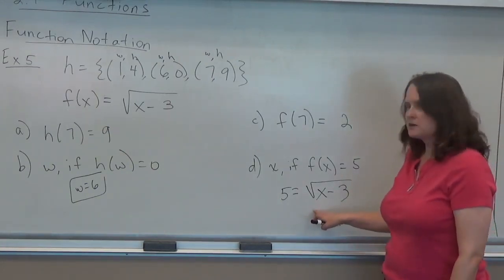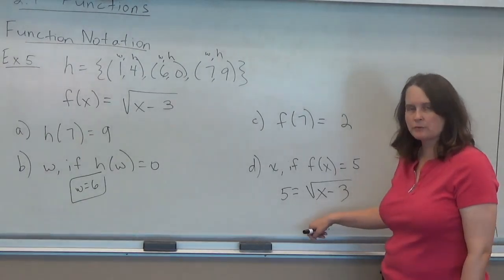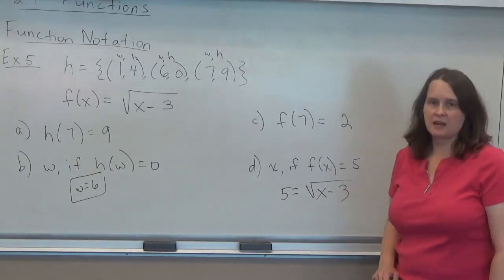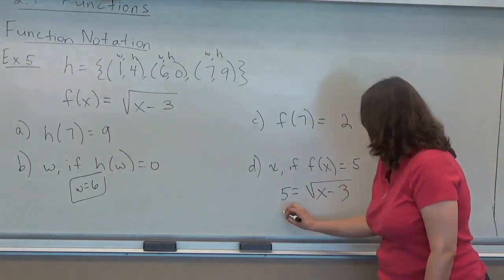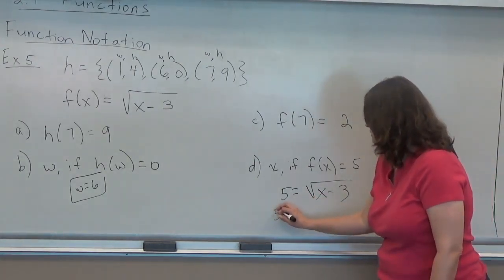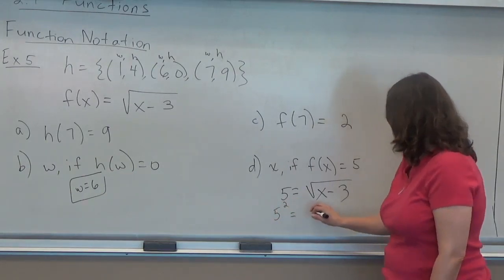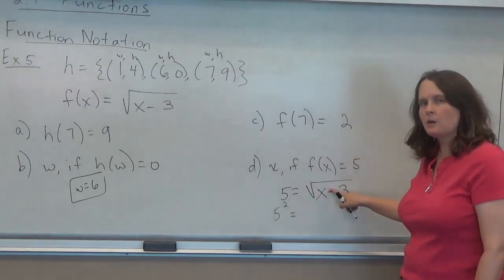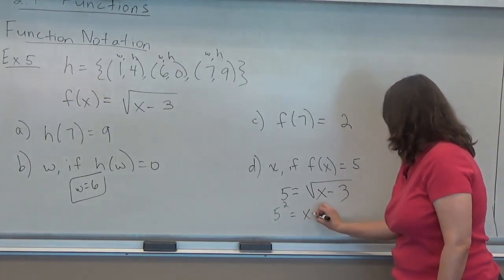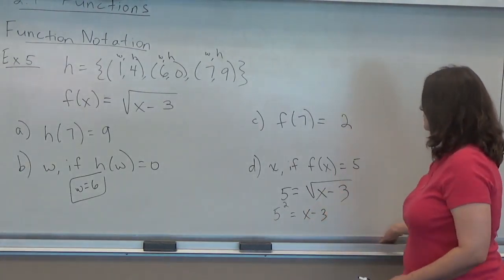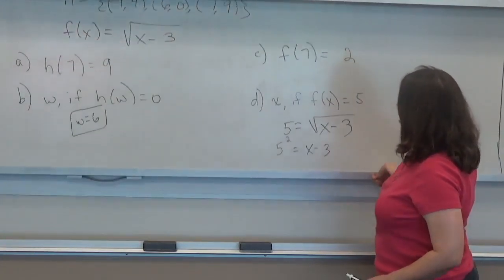Because this is a square root function and I need to get the x out of the square root, you can accomplish that if you square both sides. If I square both sides, I'm going to have 5 squared equals, and when I square a square root, they always cancel each other out and just give me the inside. So I have 5 squared equals x minus 3.